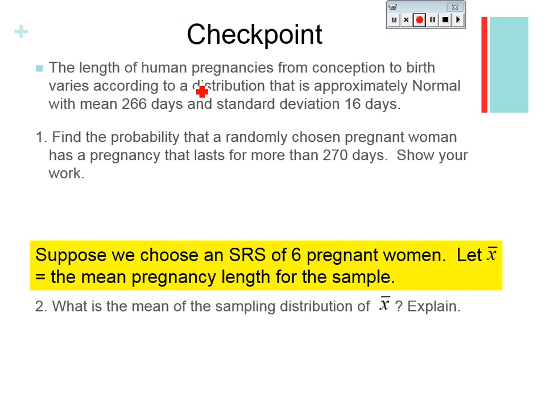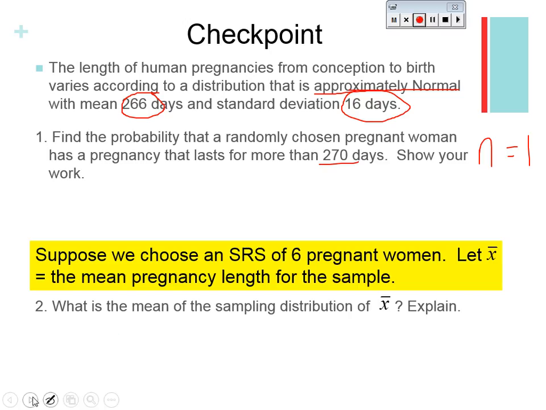A different question here, similar to the one we just did. It says the length of human pregnancies from conception to birth varies according to a distribution that is approximately normal, with a mean of 266 days and a standard deviation of 16 days. So just note that it mentioned the population distribution here was normal. It says find the probability that a randomly chosen pregnant woman, so that would be n equals 1, has a pregnancy that lasts more than 270 days.